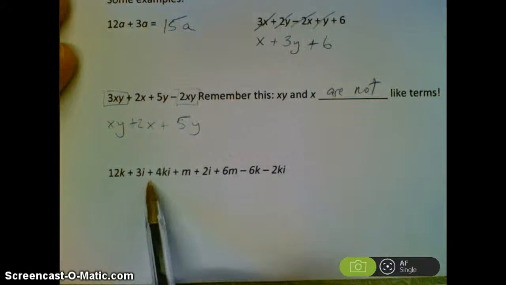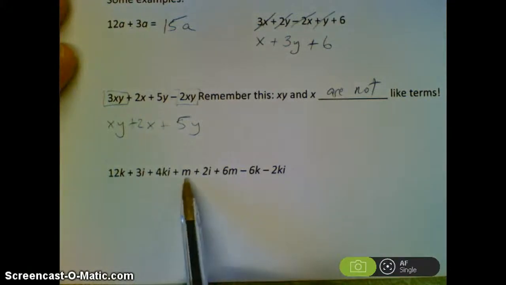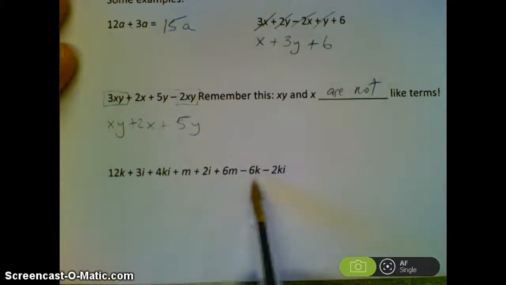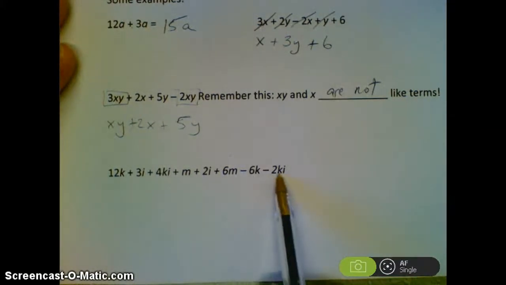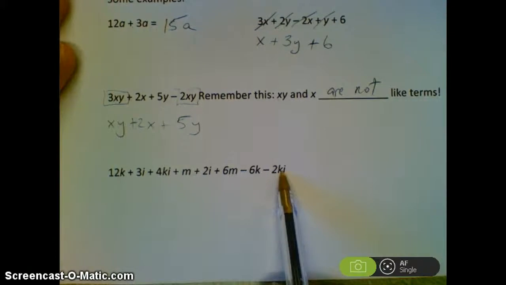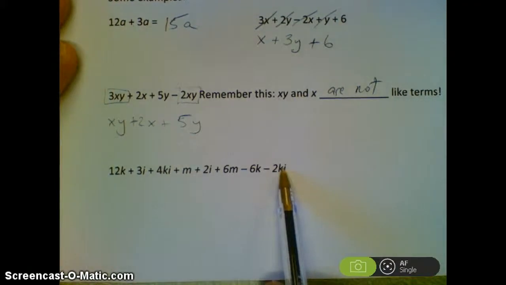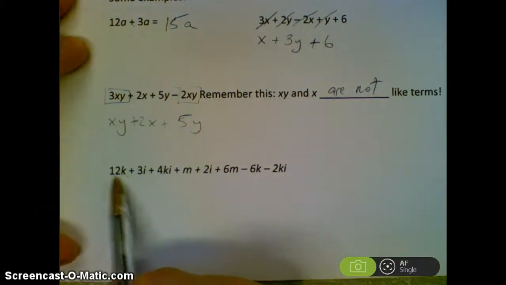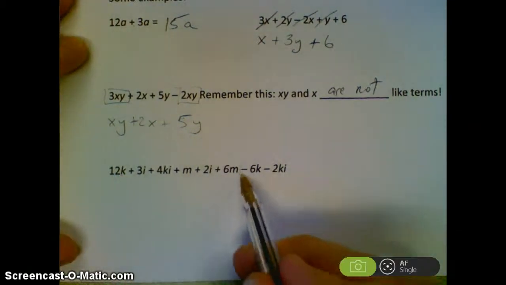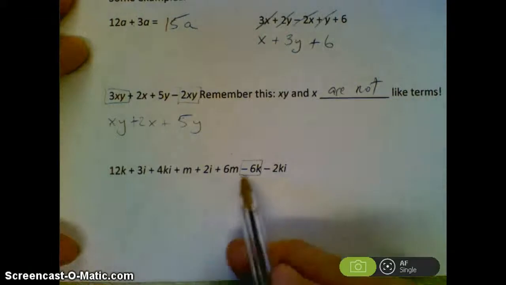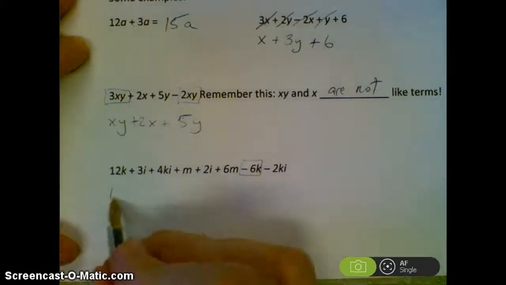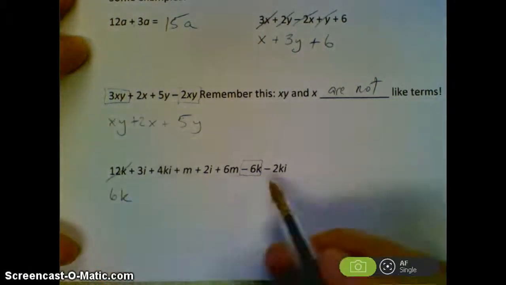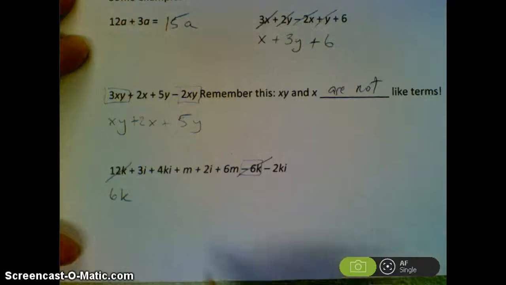Here's a more complicated example. 12k plus 3i plus 4ki plus m plus 2i plus 6m minus 6k minus 2ki. The key here is to do one variable at a time. So I'm going to do k first. I've got 12k minus 6k. 12k minus 6k leaves me with 6k. So I've used that and I've used that.